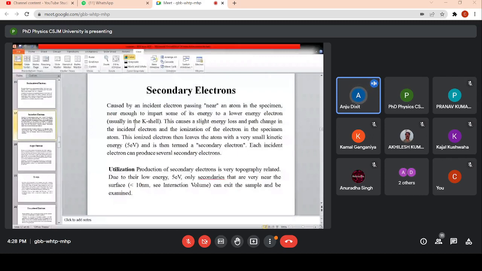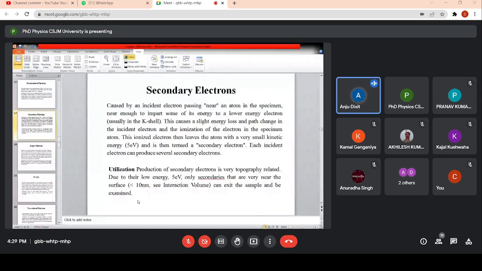Each incident electron can produce several secondary electrons, and it has its own utilization. Production of secondary electrons is very topography related due to their low energy of 5 electron volts. Only secondary electrons that are very near to the surface, less than 10 nanometers, can exit the sample and be examined. Now Auger electrons.